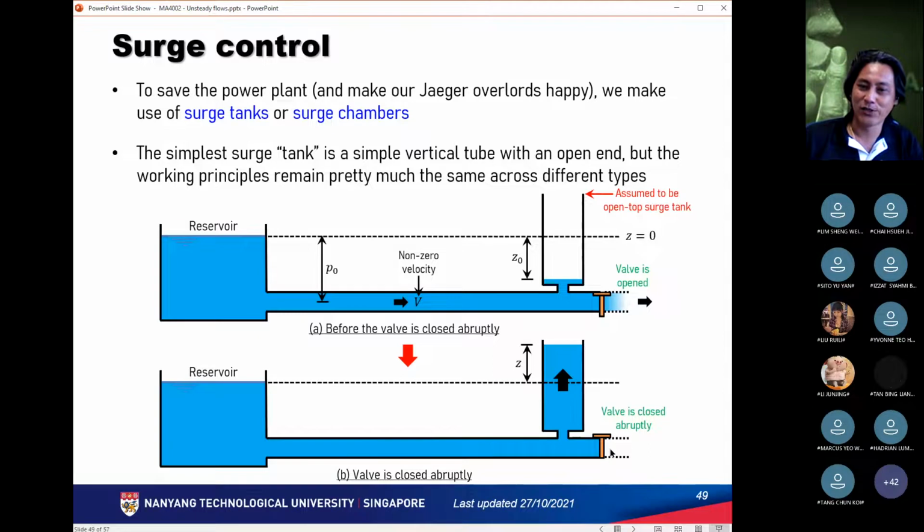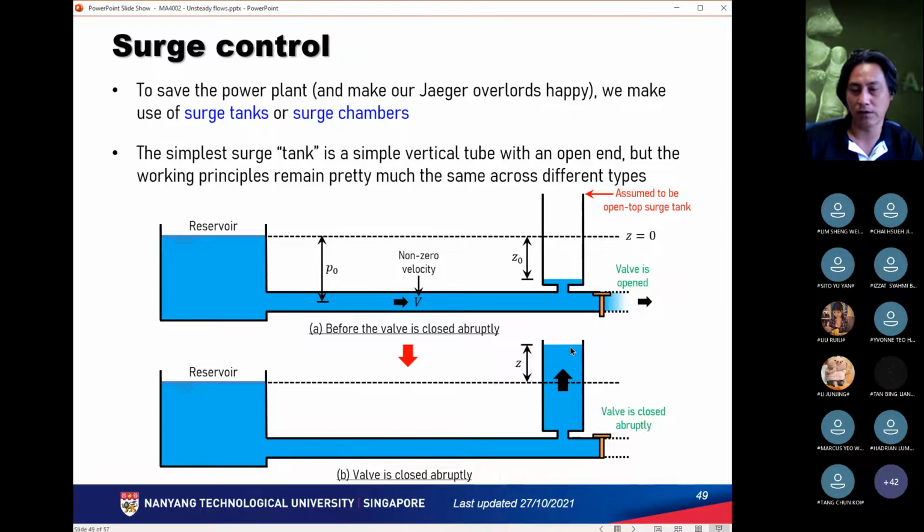So all the flow will be stopped right at the valve, and there's no more flow after the valve. But as we all know, the flow surely must have its flow inertia, its momentum. You cannot just stop it. What happens is the pressure built up here will cause the water level to surge into the surge tank, such that the water level actually increases.